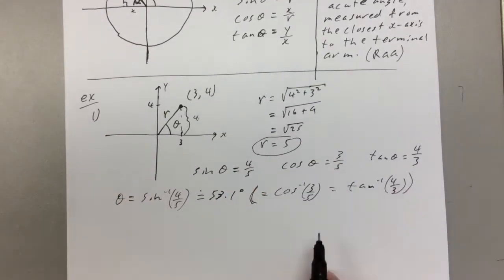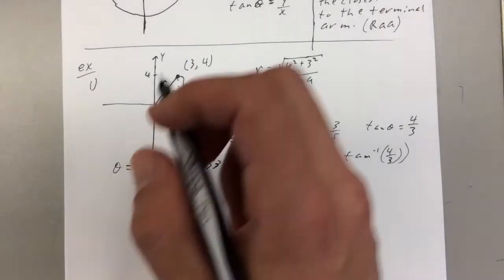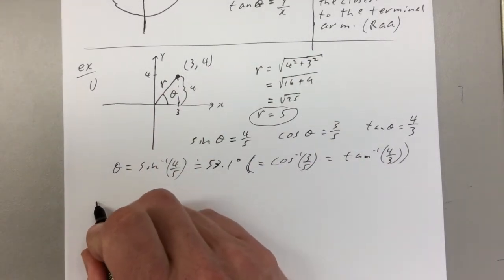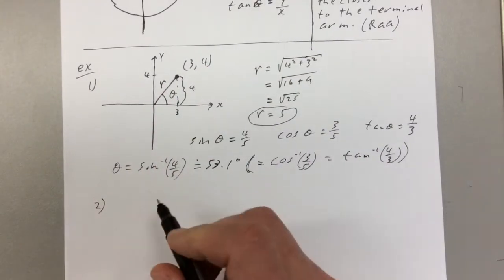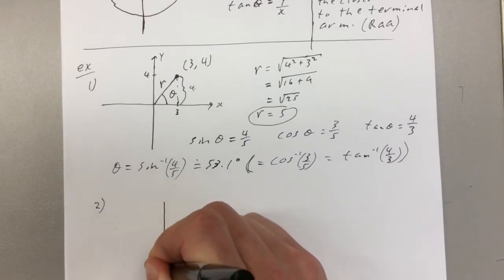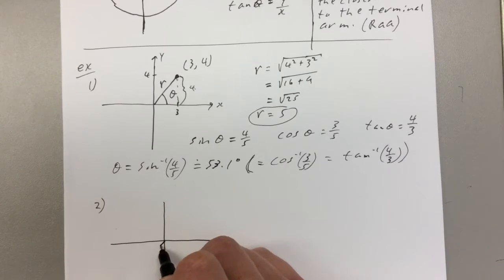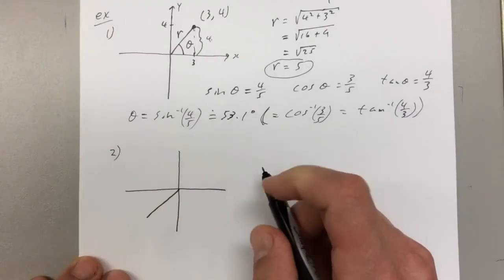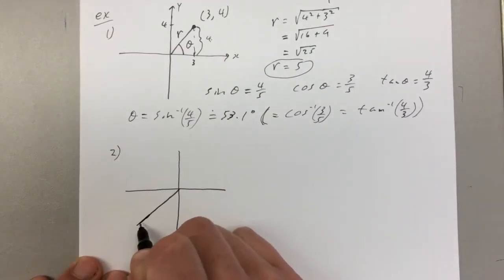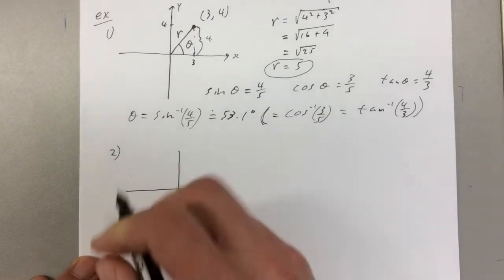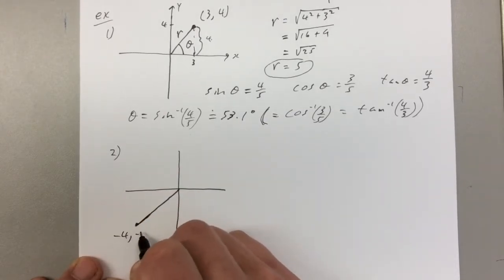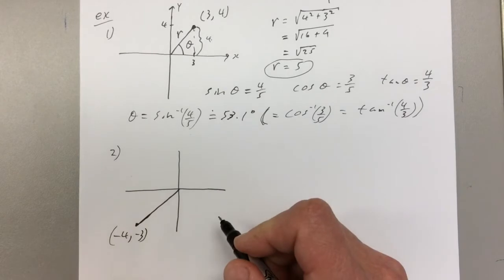So we're going to look at an angle that is in another quadrant. Okay, so let's do this one over here. Let's say that's -4, -3. Okay.